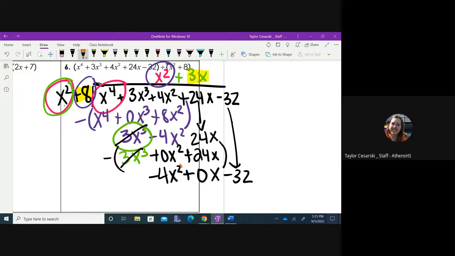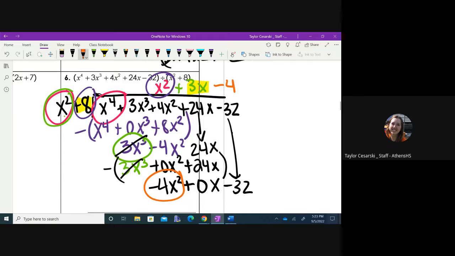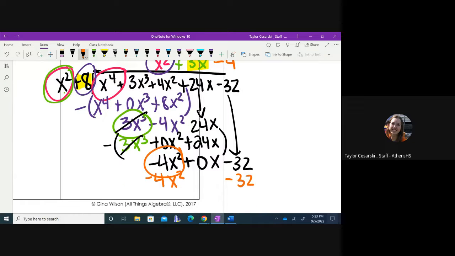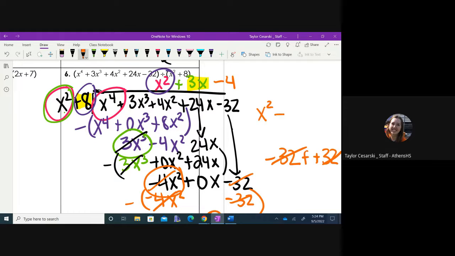So lastly, I asked myself negative 4x squared divided by x squared is negative 4. And then multiply both pieces, I get negative 4x squared minus 32. Okay, 8 times negative 4. Subtracting both, my x squareds will cancel out. I don't have any x's, and then I have negative 32 minus negative 32, which would also cancel out, and I'm left with 0 as my remainder. So my final answer is just x squared plus 3x minus 4.